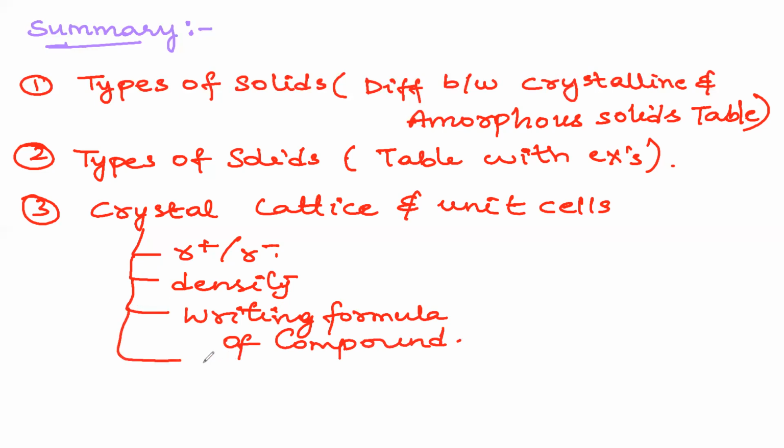And fourth one, we have radius ratio, density of crystals, writing formula of compound. And we have voids and spaces. That is packing fraction. Packing fraction of solids. So all these 4 points are very, very important in crystal lattice.